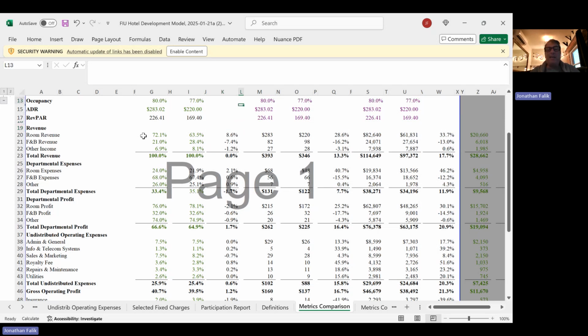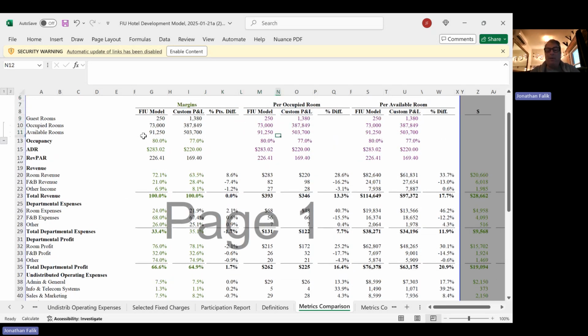Then we do the exact same analysis, our model, but per occupied room. And same thing, you can add into the sentence or two where you're describing why your departmental expense margin is higher than the competitors. You can say, while it's higher than the competitors, here you have $68 per occupied room, the competitors have 48. Why? Because our ADR is a lot higher. Our ADR is 283, the competitive set is 220.